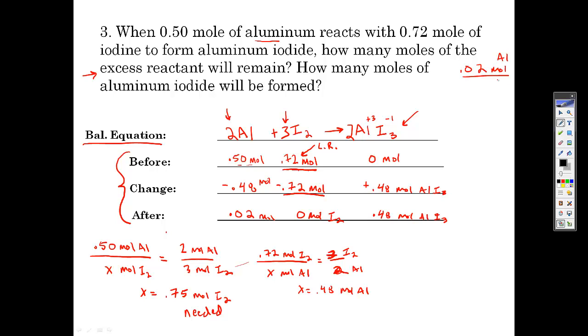moles of aluminum. And then how many moles of aluminum iodide will be formed? That's this number right here. We're going to make 0.48 moles of aluminum iodide. Okay?